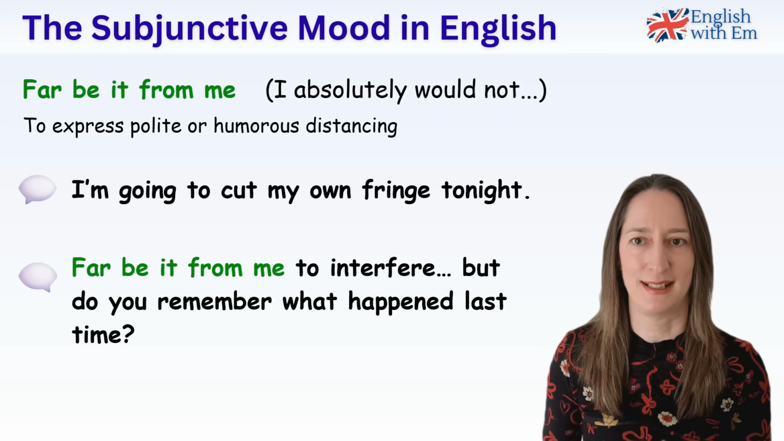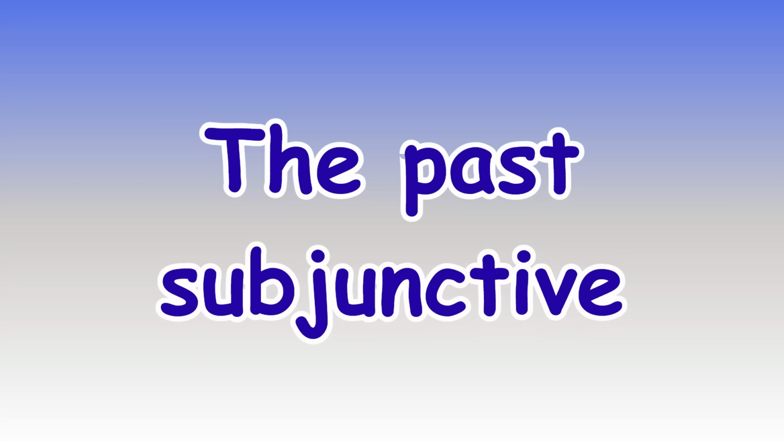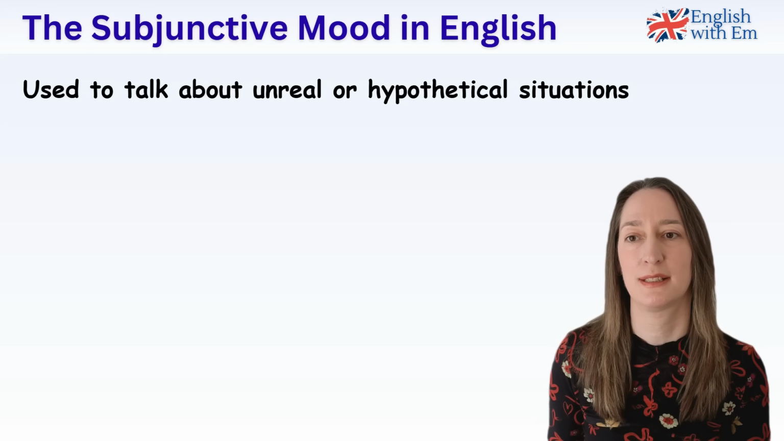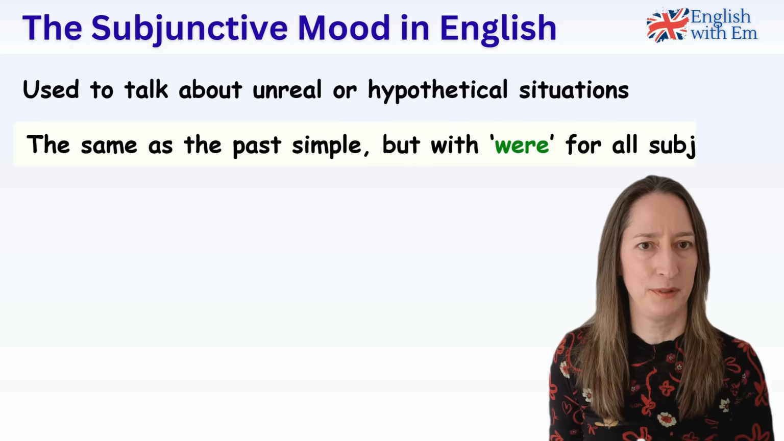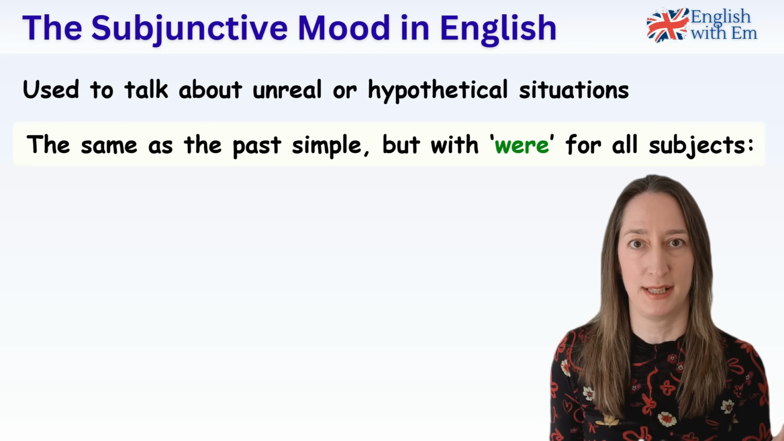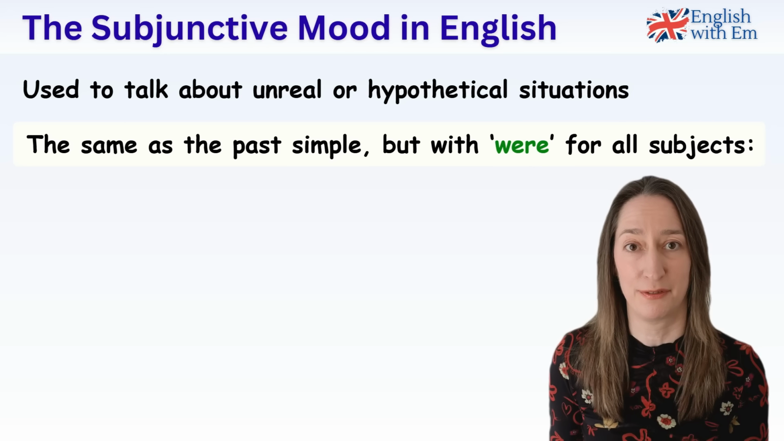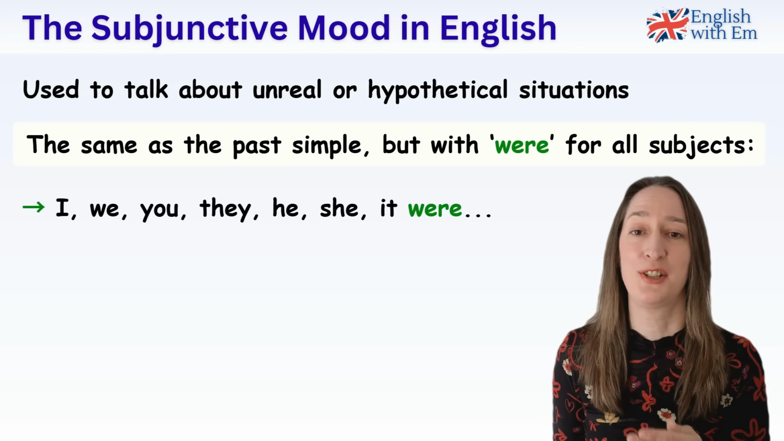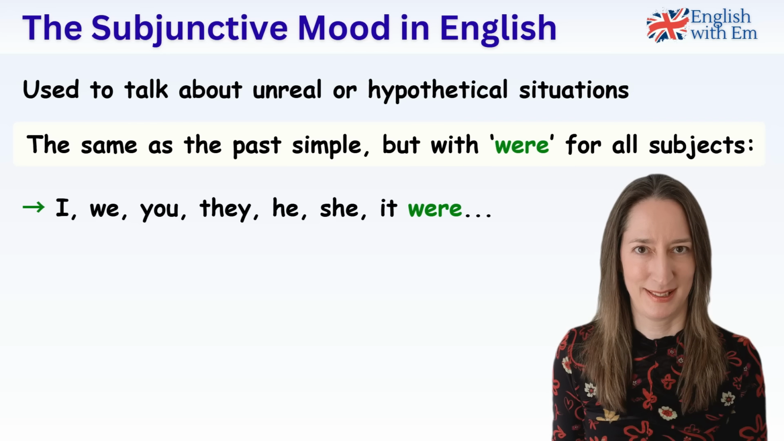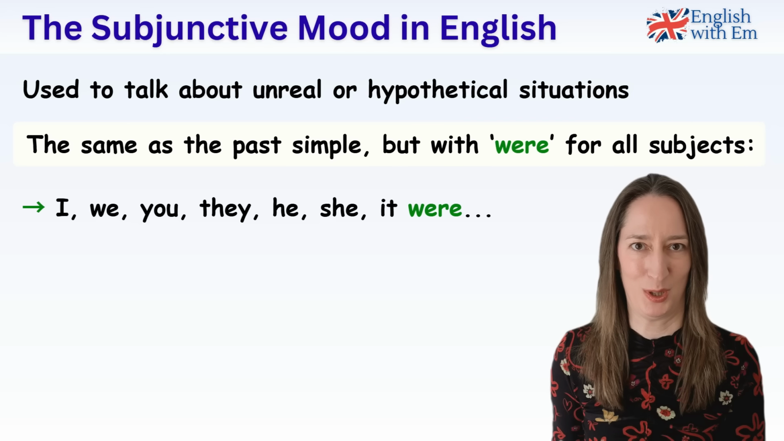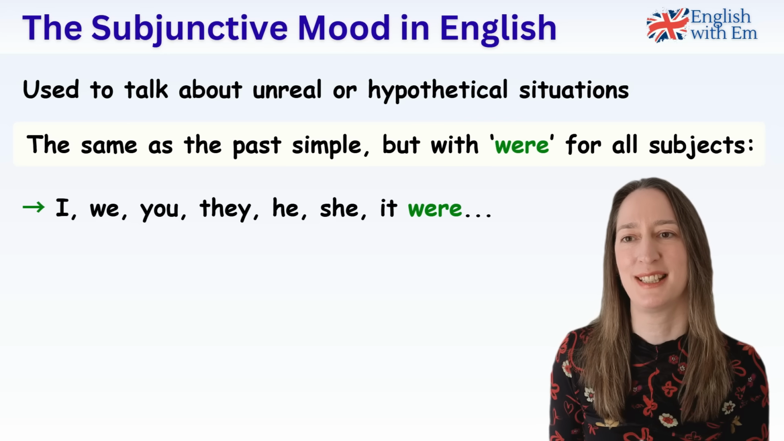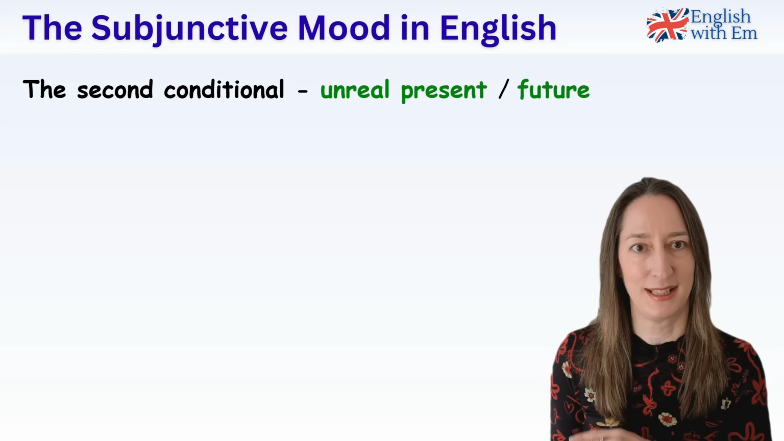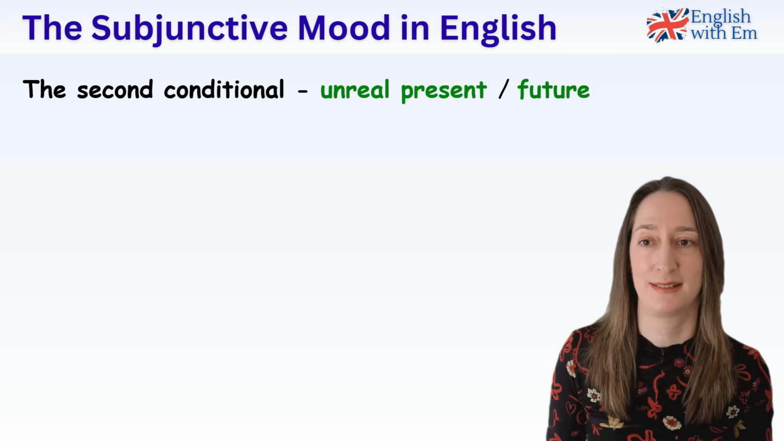Now we're going to take a look at the past subjunctive. This is used to talk about unreal or hypothetical situations. It's the same as the past simple, but with were for all subjects. So this is the only difference. I, we, you, they, he, she, and it were. Everybody and everything were. So we use this in the second conditional, and the second conditional is used to refer to the unreal present or future.